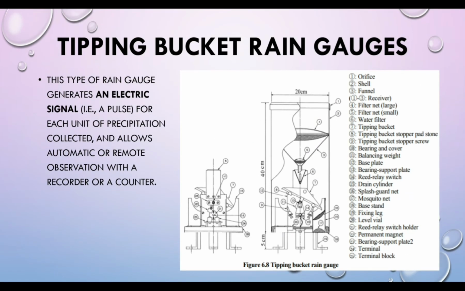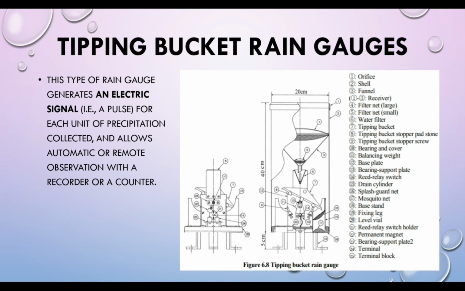Tipping bucket rain gauges. This type of rain gauge generates an electric signal for each unit of precipitation collected and allows automatic or remote observation with a recorder or a counter. The only requirement for the instrument connected to the rain gauge is that it must be able to count pulses. Thus, a wide selection of configurations and applications is possible for this measuring system. Solid precipitation can also be measured if a heater is set at the receptacle.